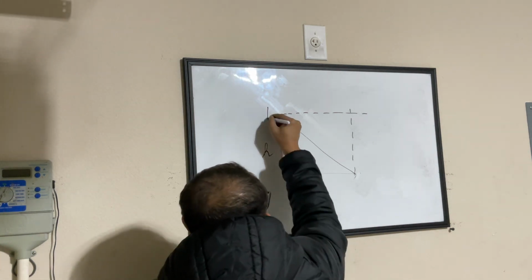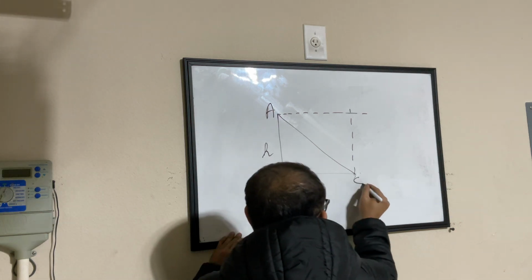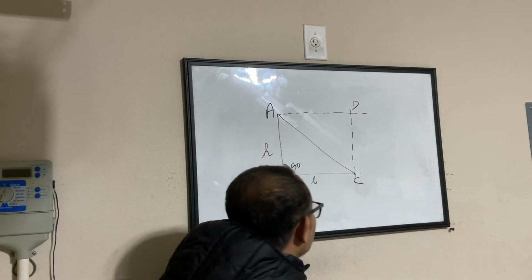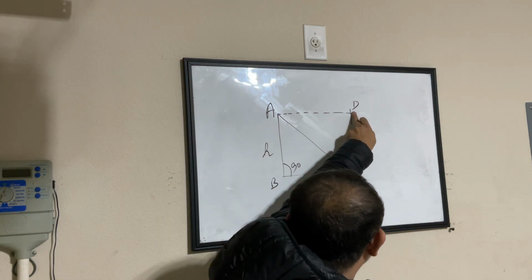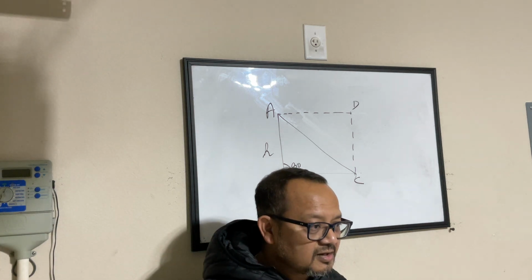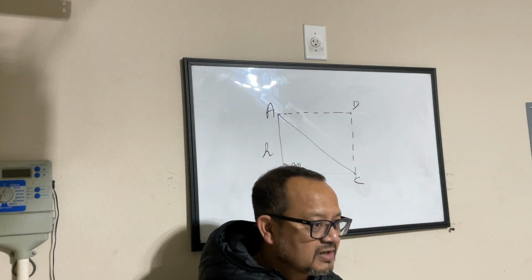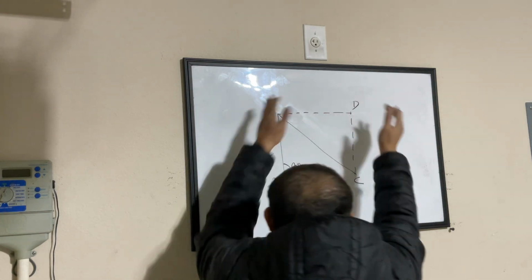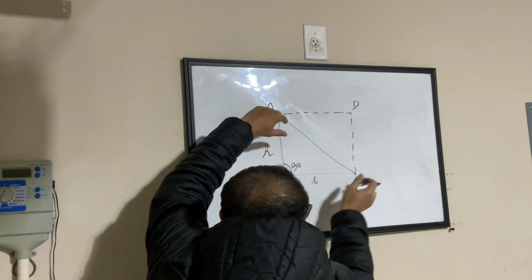Now if I look at this right angle triangle ABC, when I extended these two lines, I got another point B. And if I look at it carefully, this became my rectangle. Now, if I have a rectangle, my objective is to find out the area of this triangle, okay?